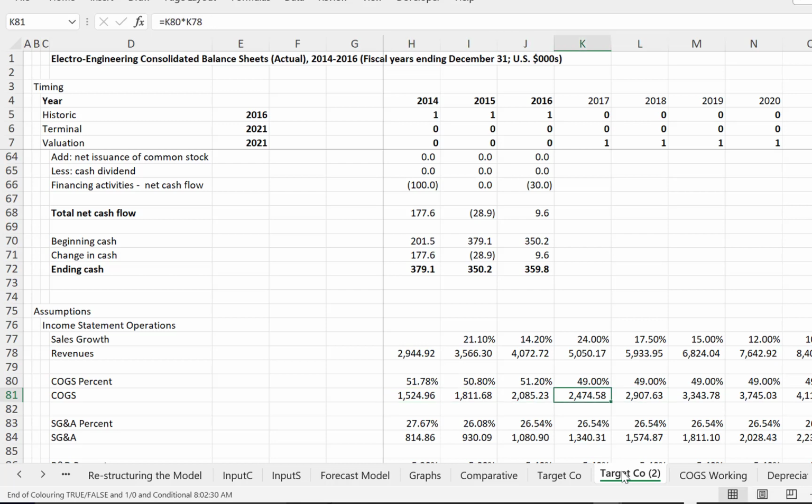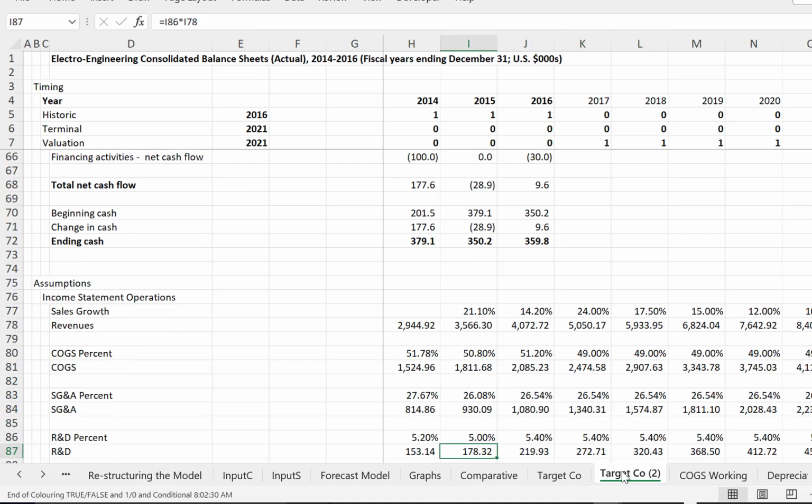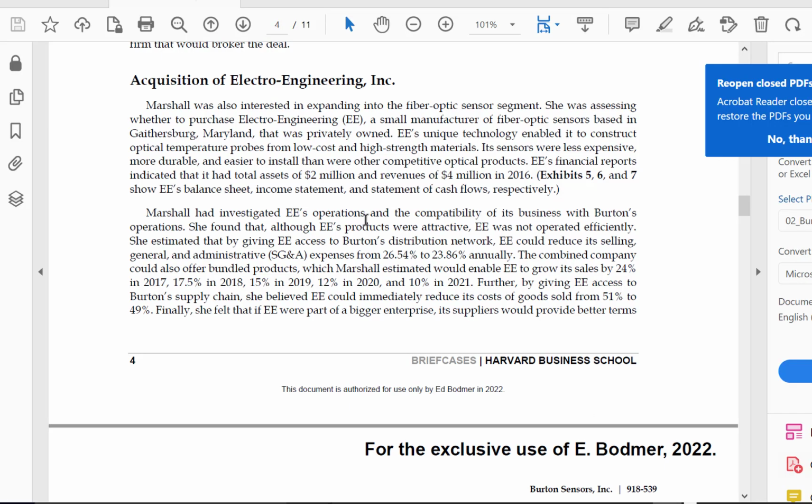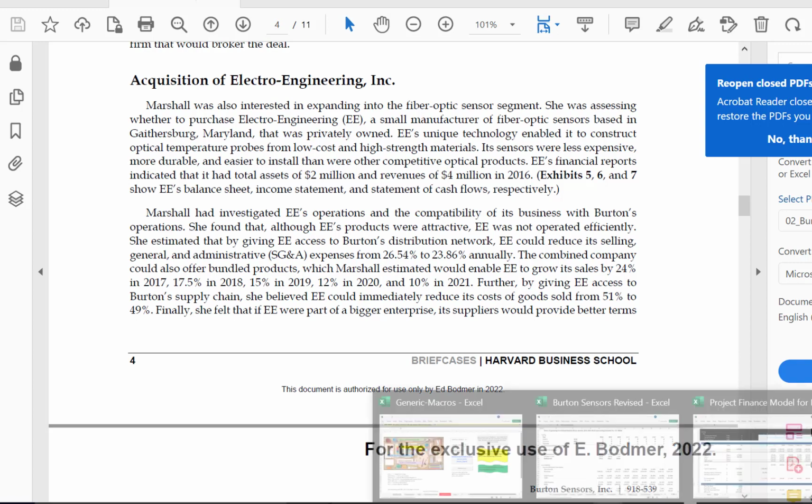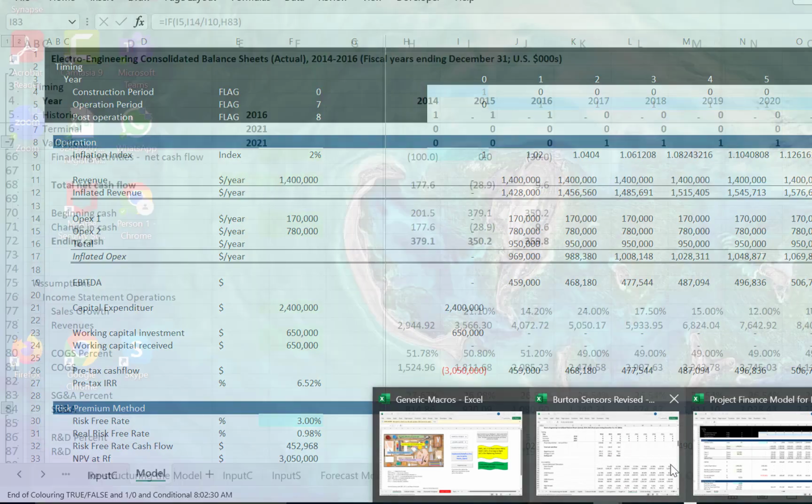You could make absolutely sure. And then we'll do the same with the SG&A percent. I'm sick of this already. SG&A is supposed to be down to 23.86, and it looked like after that they were going to do everything here.